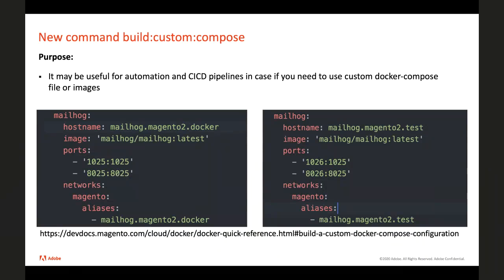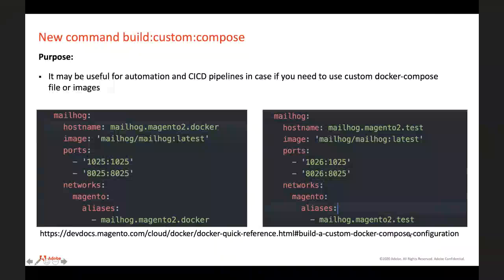First one is the new command, build custom compose. It will be helpful for situations when you need to use specific images or want to have some specific settings in the Docker compose file. These two screenshots illustrate how it works. The left picture is the default compose file, and using this option you can set a custom port or host and get a configuration the same as on the right picture. Let me show how it works in a real example.